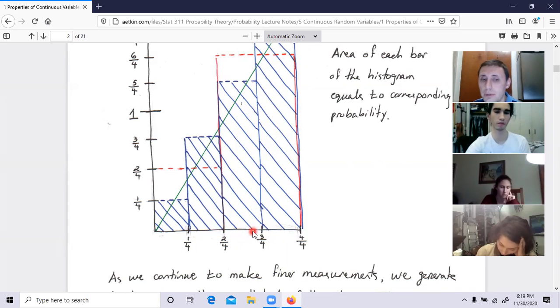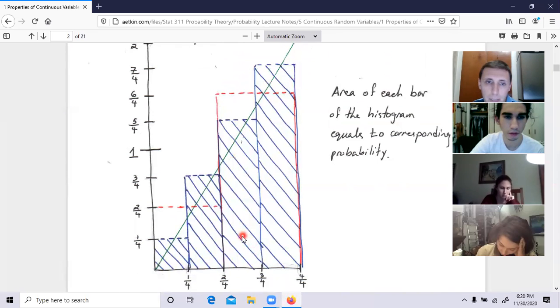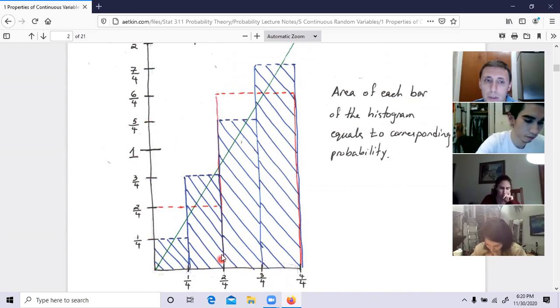So what's the probability that hair was cut between 2/4 of the distance to the scalp and 3/4 of the distance to the scalp? It will be 1/4 the width. It's 1/4 multiplied by 5/4. So it will be 5/16. See, 1/4 multiplied by 5/4. And notice 5/4 is bigger than 1. Right? The altitude of the bars can be bigger than 1. The sum of the areas, on the other hand, is always equal to 1.